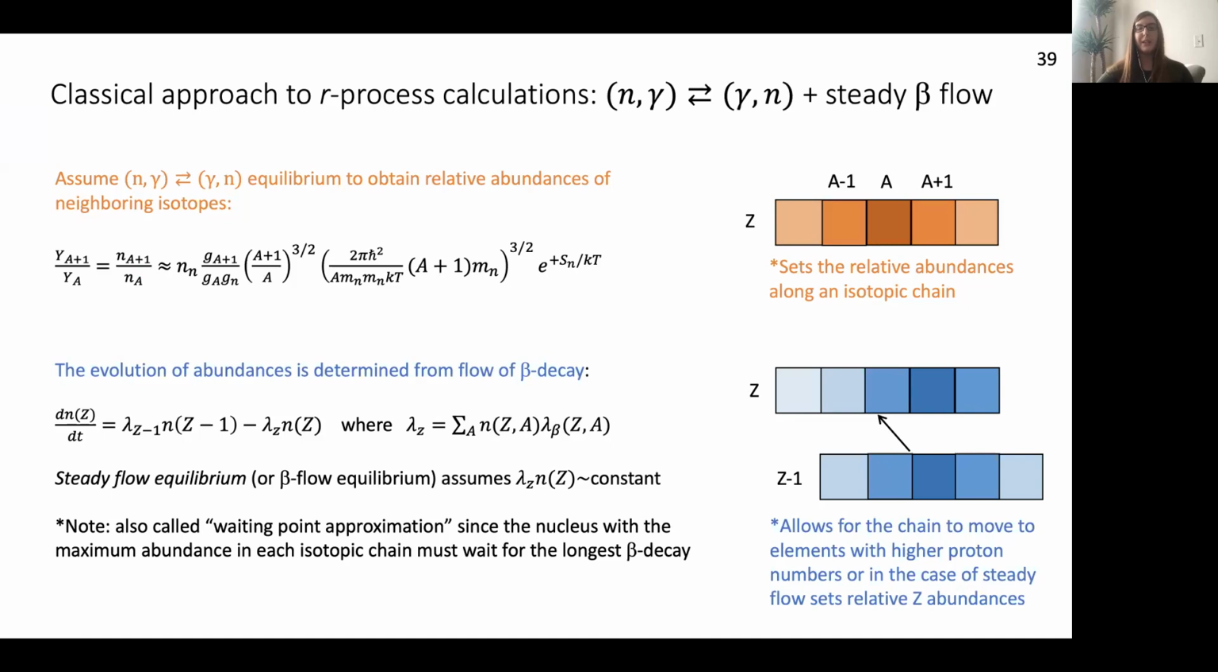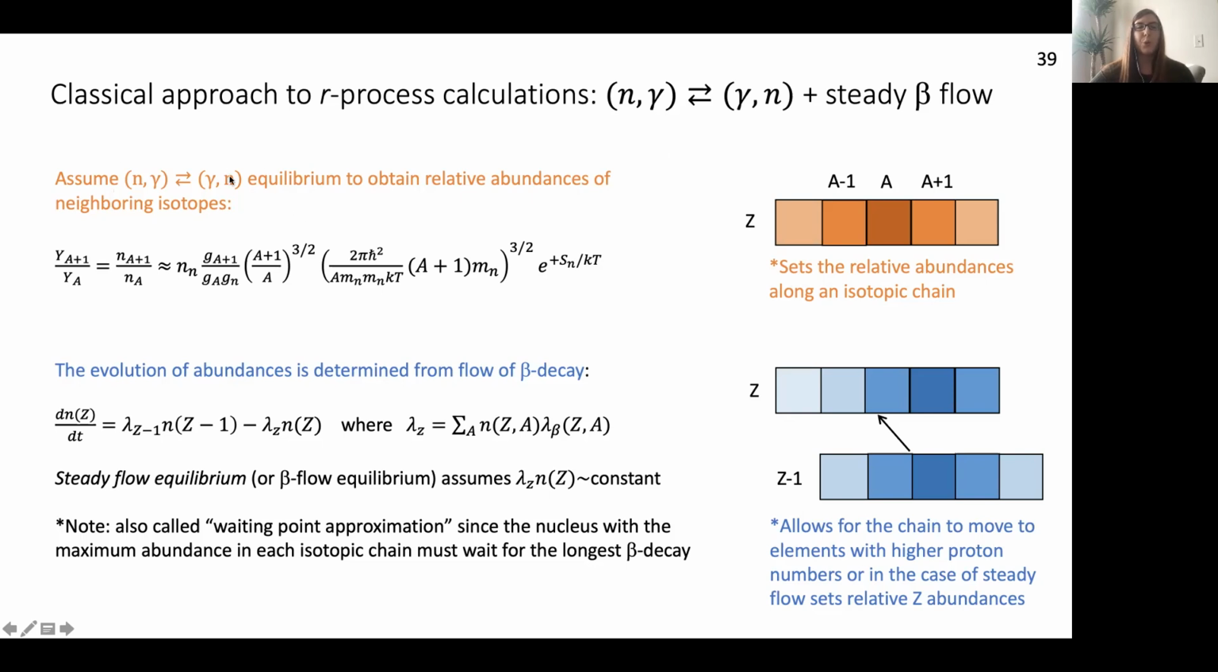Okay, so independent of networks, there was a classical approach to r-process calculations that make use of equilibrium considerations. So again, we're seeing how important it is to understand equilibrium and be able to apply that within astrophysics. So the classical approach was to just assume, okay, you have really a lot of neutrons around for an r-process. So you've reached an (n,γ)⇌(γ,n) equilibrium, and then you're going to couple this with something called steady beta flow, or steady flow.